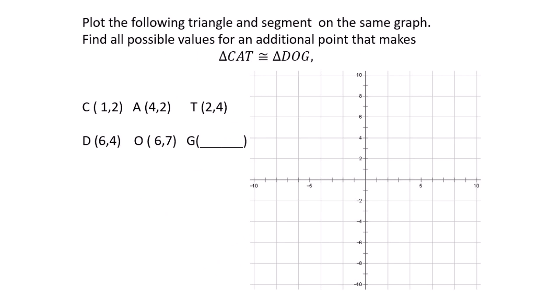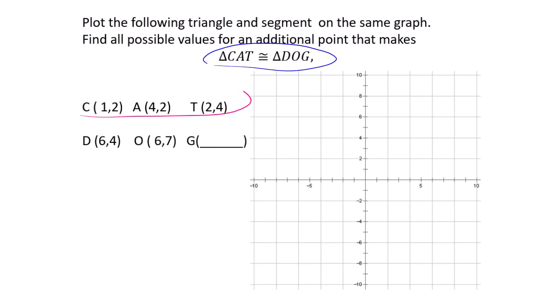So in this example, we're given a congruence statement. Triangle CAT is congruent to triangle DOG, right? So triangle CAT is congruent to triangle DOG. Go figure. So find all possible values for an additional point that makes those two triangles congruent, right?